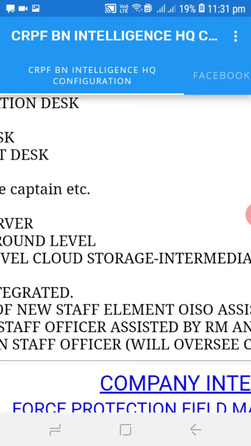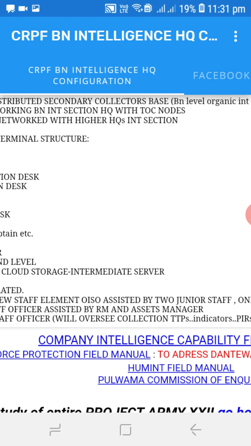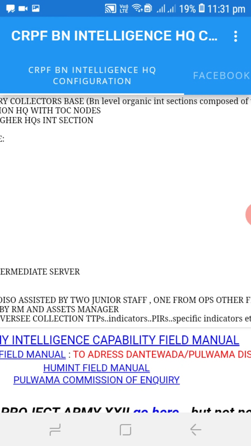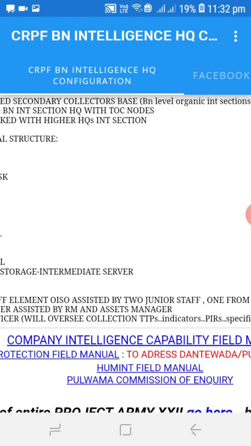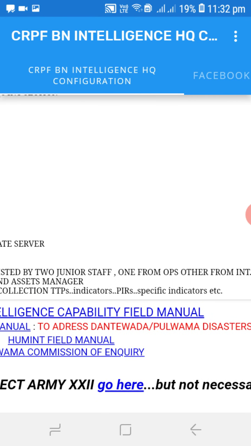So what I'm doing is int ops integrated. I've created a new staff element, OISO, operations and int staff officer, to assist both the staff officer int and the staff officer ops. This is my own creation. And then we have the company int capability field manual. This is a field manual.